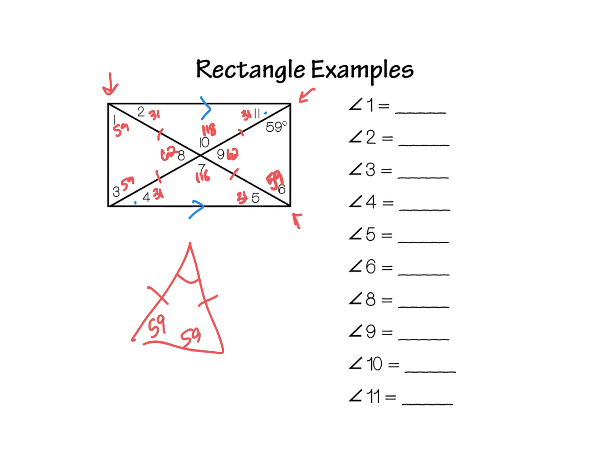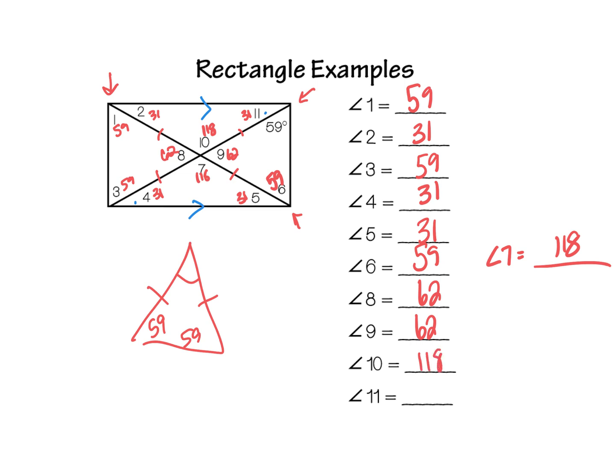All right, so if I fill this in, angle 1 is 59, angle 2 is 31, angle 3 is 59, angle 4 is 31, angle 5 is 31, angle 6, I've lost it, here it is, 59, and I forgot to list angle 7. So angle 7 should be equal to 118, angle 8 is 62, 9 is 62, 10 is 118, and 11 is 31.